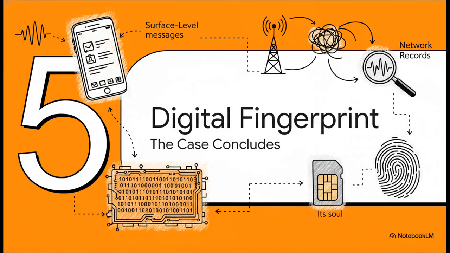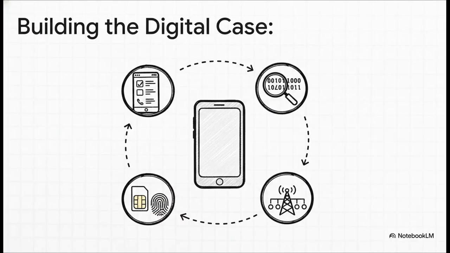So when you start putting all these different pieces together, from the easy-to-see messages to the deep binary code, from the network records to the SIM card's unique IDs, what you get is a complete digital fingerprint. It's really this powerful, multi-layered way of finding the truth. You start with the logical data, right? That's the obvious story. Then you dig into the physical data to find the hidden narrative. You follow the network data to connect the phone to the real world. And finally, you use the SIM data to tie that device and all of its secrets directly to a person.